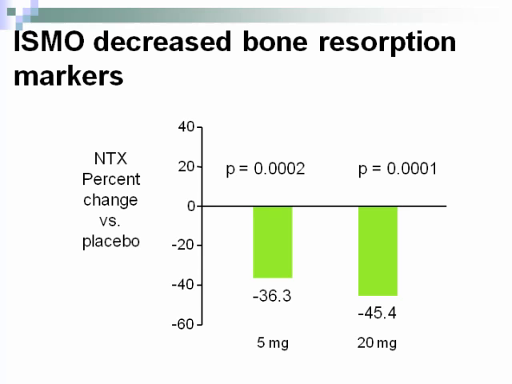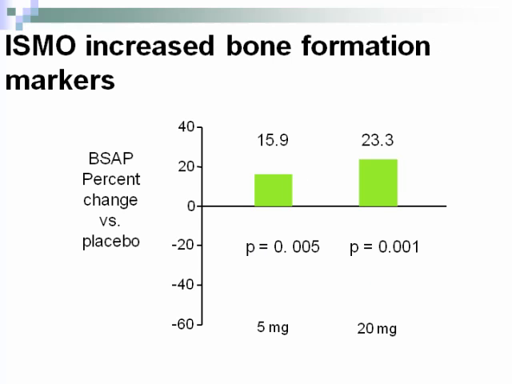What we found is that isosorbide mononitrate decreased bone resorption, so decreased bone turnover, and this is the percent change compared to placebo. The first bar is the 5 milligram group. The second bar is the 20 milligram group, and you can see the decrease was about 36% in women who were randomized to 5 milligrams and about 45% in women who were randomized to 20 milligrams. And in contrast, there was an increase in bone formation, about 15% in women who were randomized to 5 milligrams and about 23% in women who were randomized to the 20 milligram group.